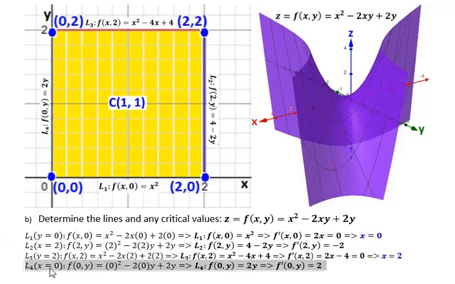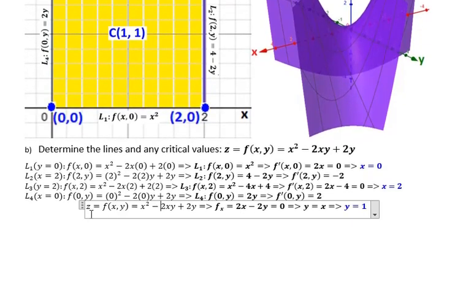Then L4. On L4, x is always 0 and y varies from 0 to 2. That means this is f of 0, y. So that is 0 squared minus 2 times 0 times y plus 2 times y, which is 2y. The derivative of this with respect to y is 2, which is a constant. There is no critical value here.